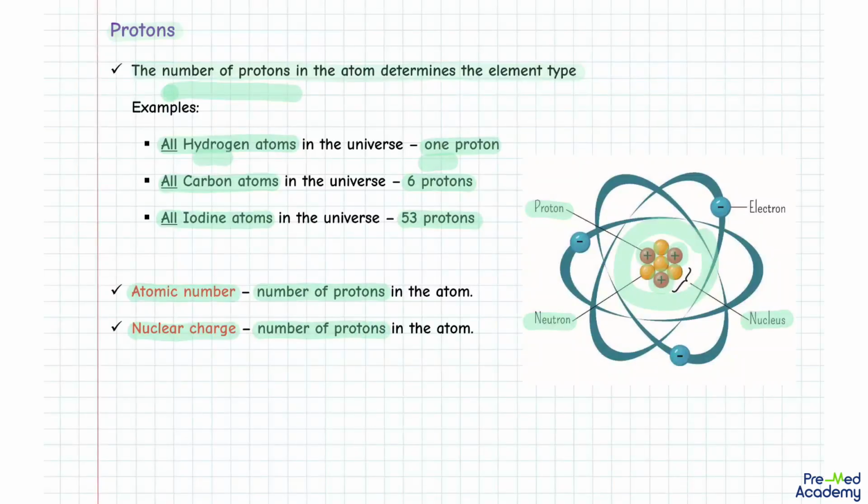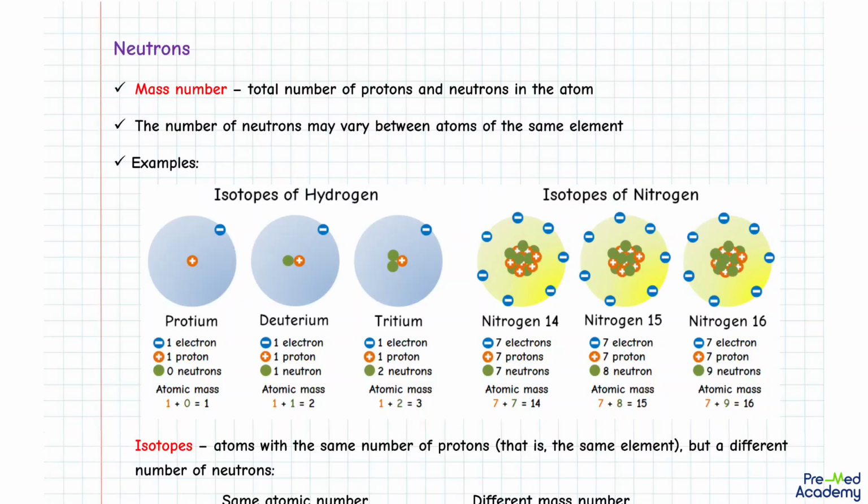And if each proton has a charge of +1, then the total charge of the nucleus is simply the number of protons. Therefore, the number of protons is also the nuclear charge. Let's define another term, mass number. The mass number is a number that represents the mass or weight of an atom and is equal to the combined number of protons and neutrons that are present in the atom.